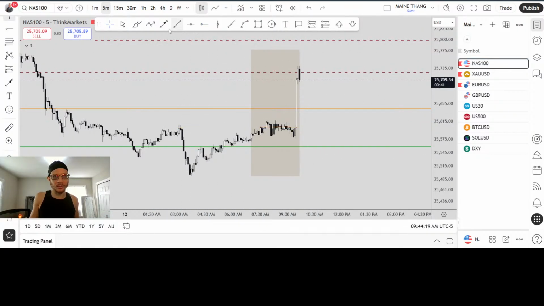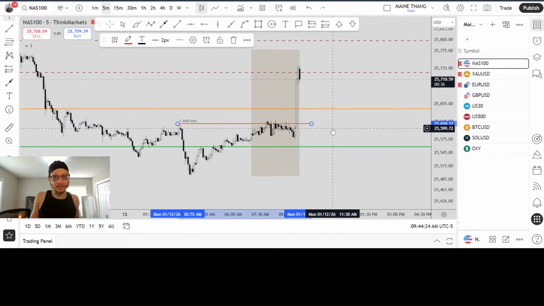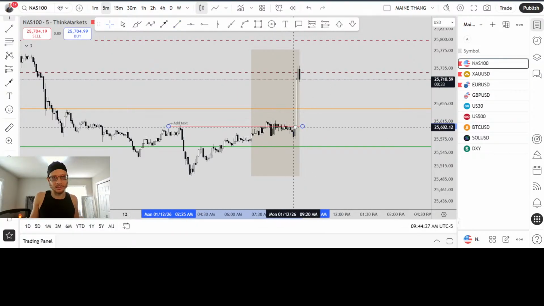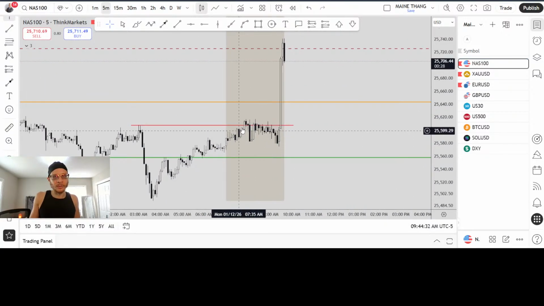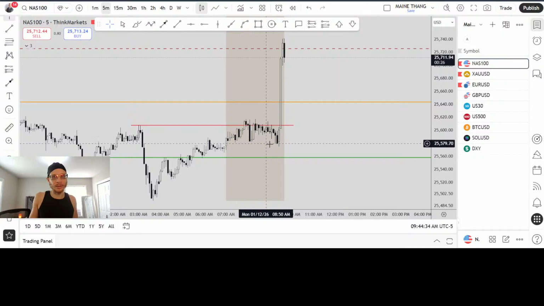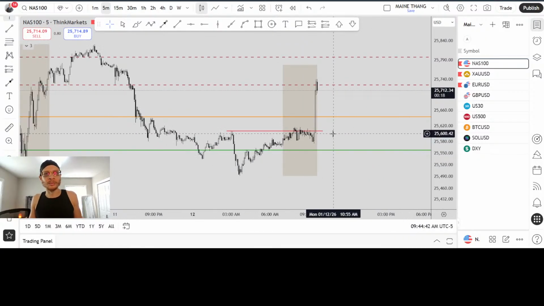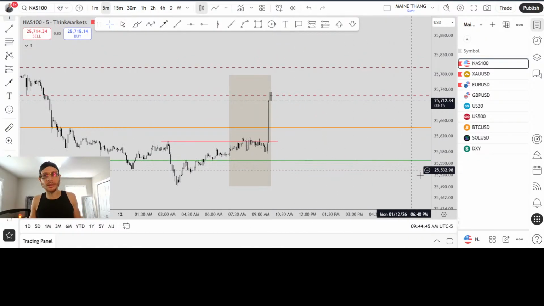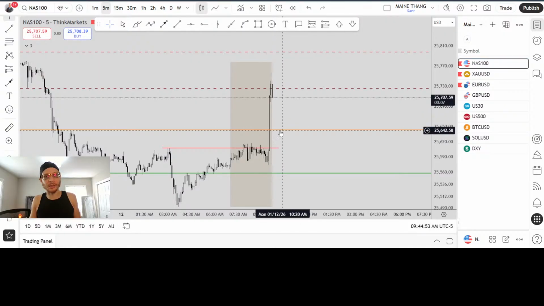Oops, that's not what I want to use. Did end up breaking this high. Actually broke it here. Came back down. Boom. Market open. Took off. So now we want to see, if you missed that, will it come back down? Give it some more structure, create a higher low above this and continue up.